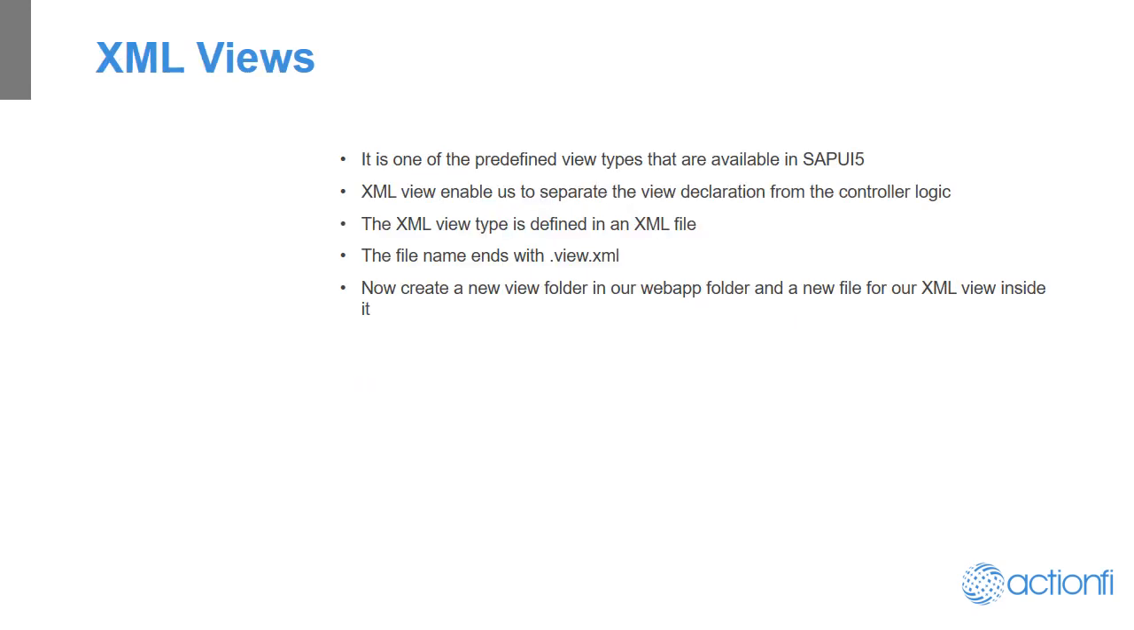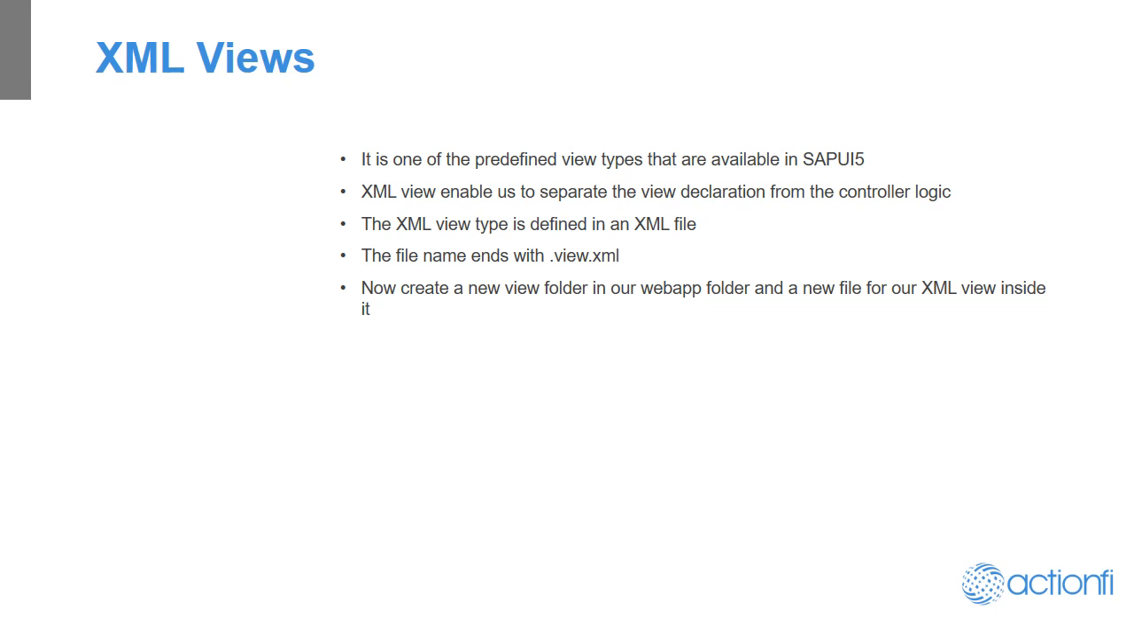Another major aspect in SAPUI5 is XML views. Placing all the UI in index.html will very soon result in a messy setup. So we put all the UI controls into a dedicated view. XML view is one of the predefined view types that are available in SAPUI5. SAPUI5 also supports HTML and JavaScript view types. But we choose XML as it produces the most readable code. It also enables us to separate the view declaration from the controller logic.